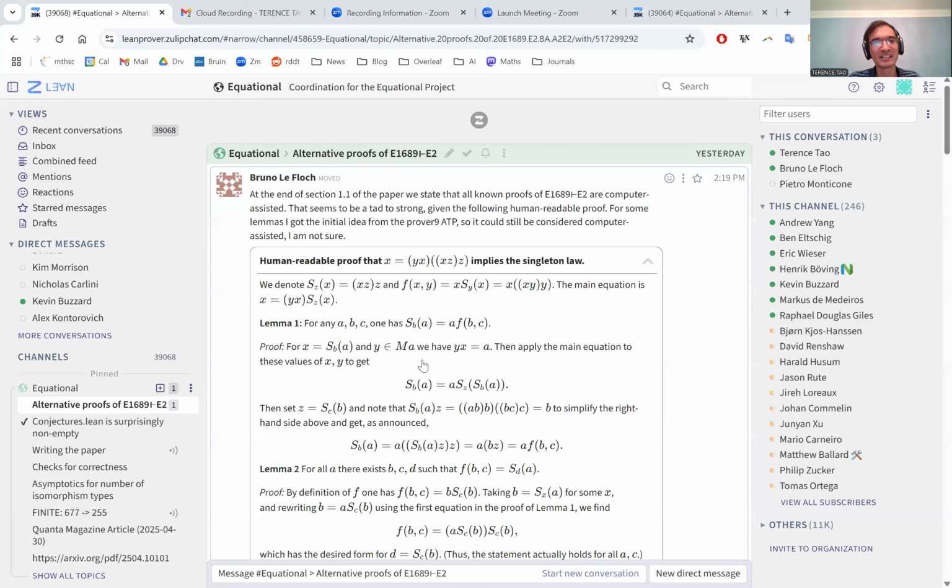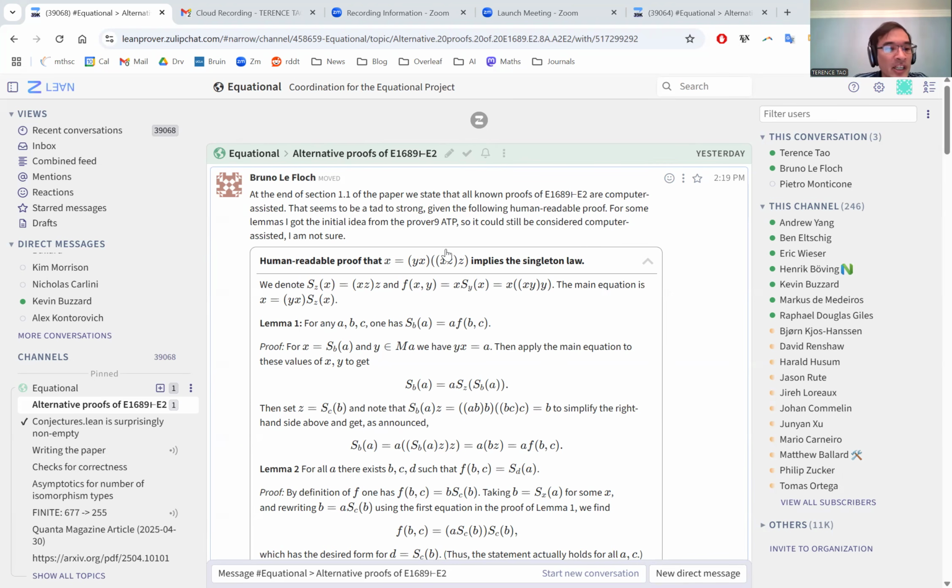Hello. So today I would like to run an experiment, which I've already done actually. So this is slightly cheating. I'll explain what happened. But my experiment is to see to what extent current tooling can automate proofs of simple statements. And so what I'm going to use is a proof that was just supplied by Bruno Le Floch for the Equational Theories Project a few days ago, yesterday in fact.